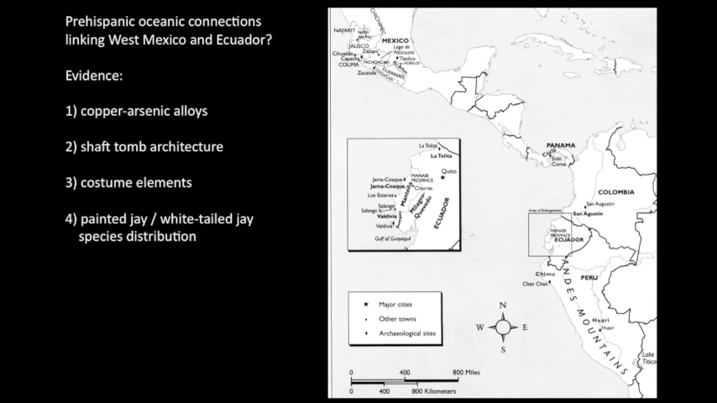I want to end by talking about possible evidence for oceanic connections between West Mexico and South America. The first point of evidence is the use of copper-arsenic alloys. In the early Classic period, people in West Mexico began practicing a kind of metal smelting, very similar to that being practiced in Ecuador. From West Mexico, the art of metalworking spread to the rest of Mesoamerica. One archaeologist who has studied metals from both West Mexico and Ecuador says the techniques are too similar to be accidental. There must have been contact.